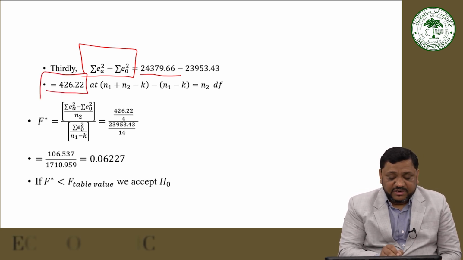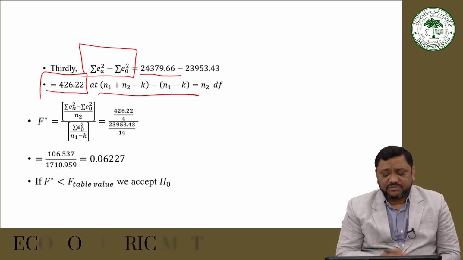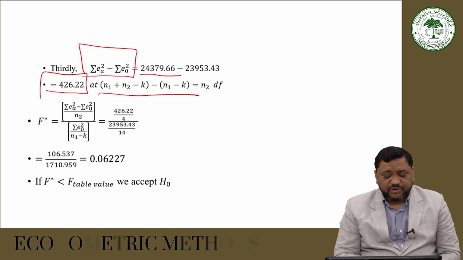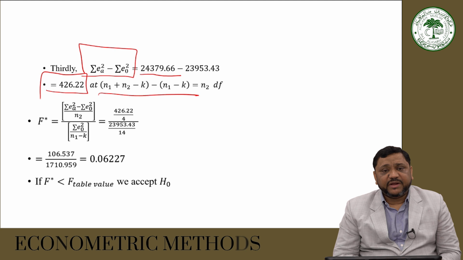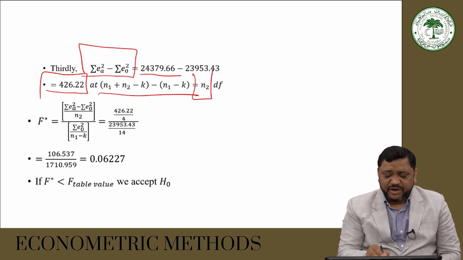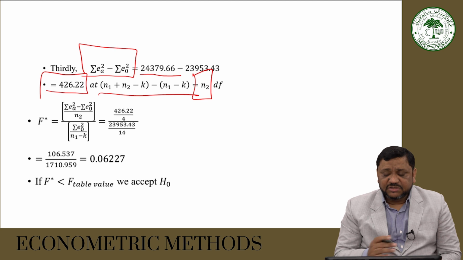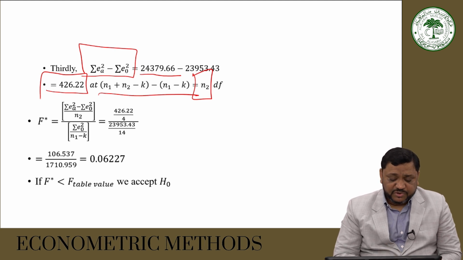426.22, and the degrees of freedom we use are different degrees of freedom, that is n1 plus n2 minus k minus (n1 minus k), and that is equal to n2 degrees of freedom. When we open the bracket, n1 cancels, k cancels, so what is left is n2 degrees of freedom.